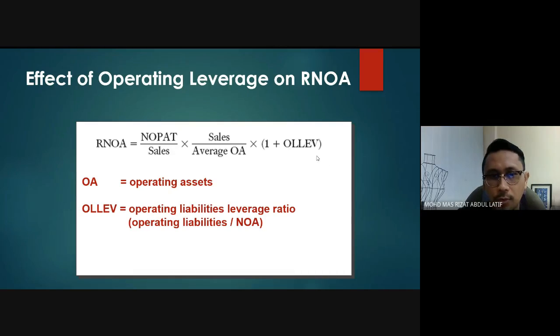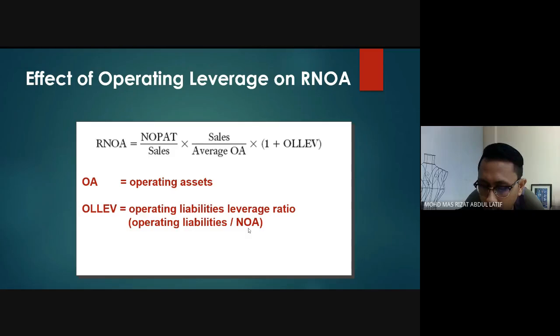So how can you calculate your OL/NOE? It is operating liabilities divided by your NOE. Itu dia punya formula ni lah. So where NOA is your net operating asset, and OL/NOE is your average operating liabilities divided by average NOE, the operating liability leverage ratio.